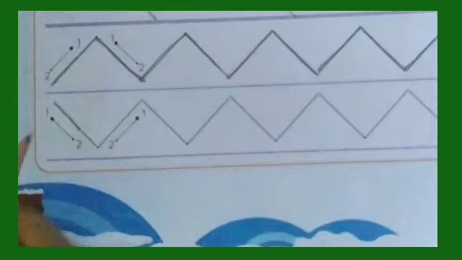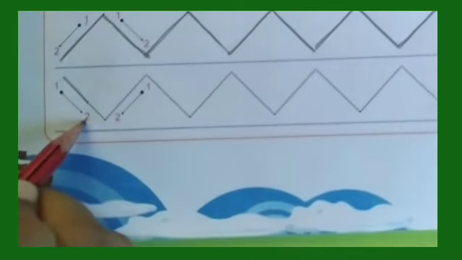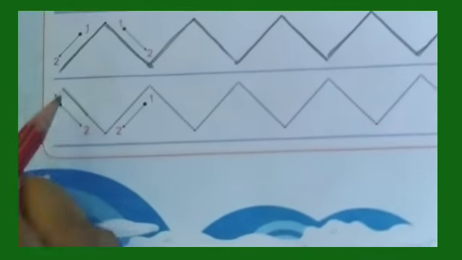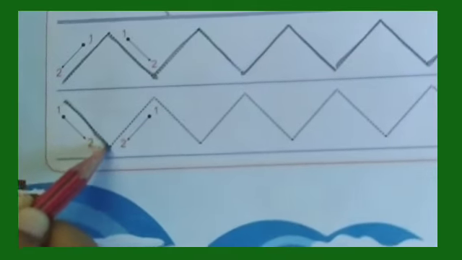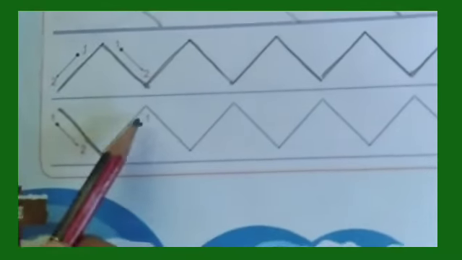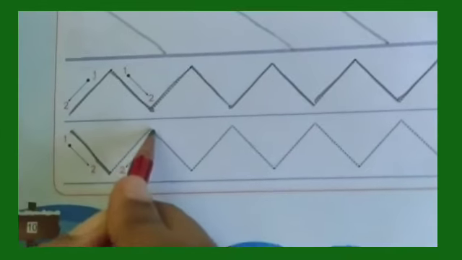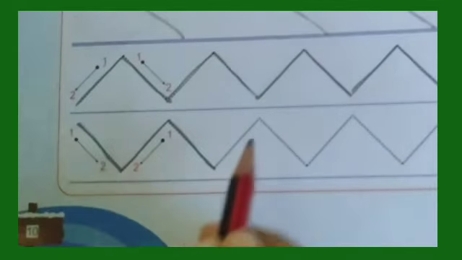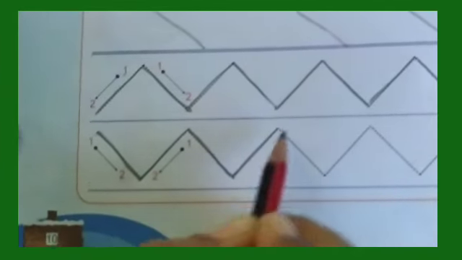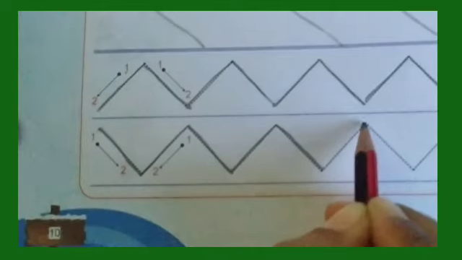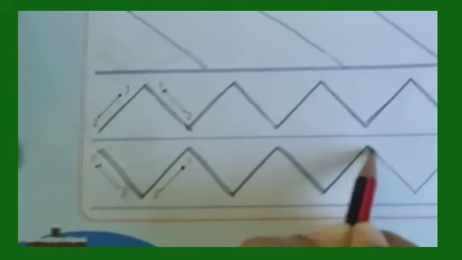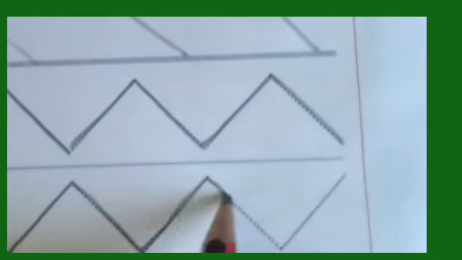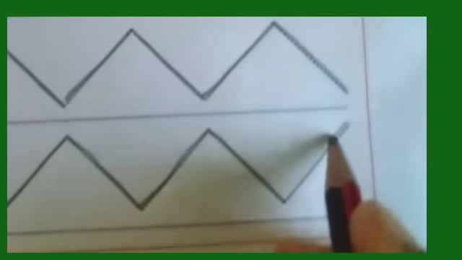Now here you see 1 written here, and down it's written 2. So from 1 we will come down here. 1, 2, okay. Again you see here 1 written, 2 down. So again from 1 we will come down, okay. From up to down, up to down, right? From up we will come down, and again from up we will come down.